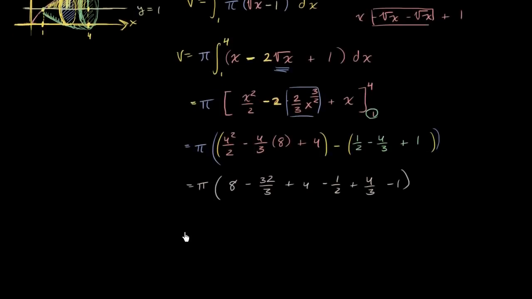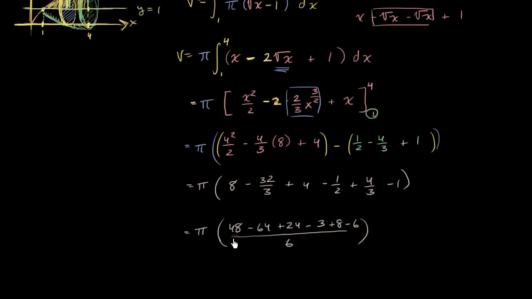So what do we get? This is going to be equal to pi times, see, our least common multiple looks like 6. So we're going to put everything over a denominator of 6. And so 8 is the same thing as 48 over 6. 32 over 3 is the same thing as 64 over 6. So minus 64 over 6. 4 is the same thing as 24 over 6. 1/2 is the same thing as 3 over 6, so this is negative 3 over 6. 4/3 is the same thing as 8 over 6. And then negative 1 is the same thing as negative 6 over 6.